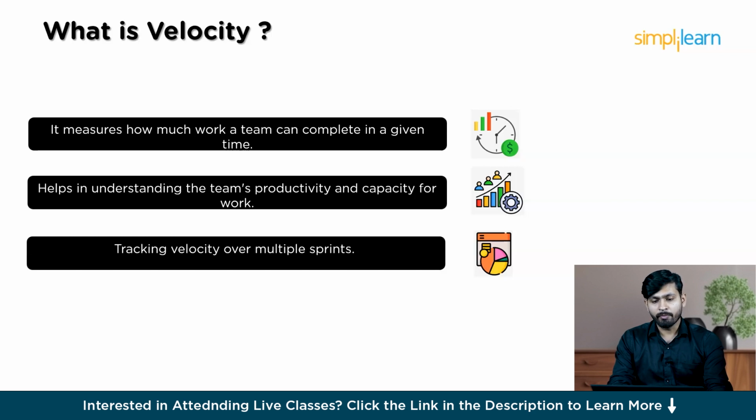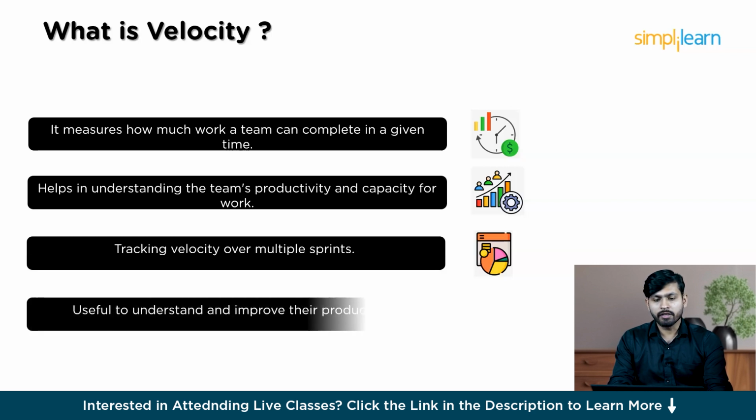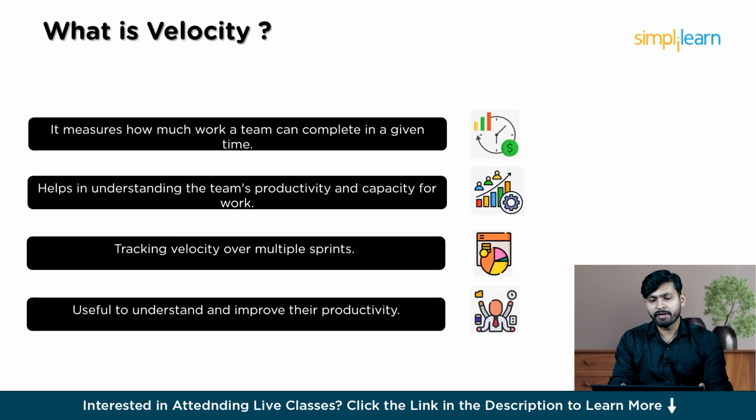Imagine the team as a group of runners and the race as a sprint or an iteration in a project. Velocity tells us how much work the team can finish in that sprint or iteration. To calculate velocity, we must add up the estimated effort or story points of all the tasks or user stories that a team has completed and accepted as done. It's like adding up the distances each runner has covered in the race. This gives us a measure of the team's productivity and capacity for work.